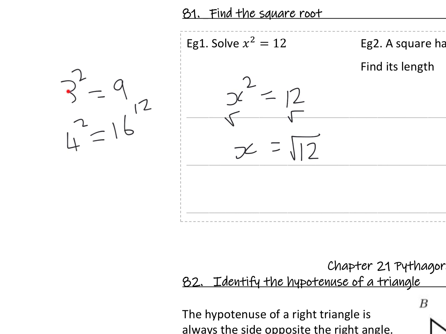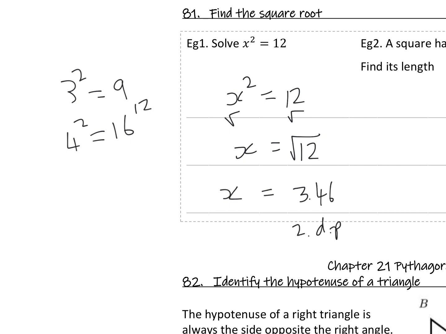It's got to be bigger than 3, because 3 squared is 9. The square root of 9 is 3. It's got to be smaller than 4, because 4 squared is 16. The square root of 16 is 4. So it's in between, but you have to use a calculator to do that. The calculator will give you the answer, and the answer is 3.46. Now that's to 2 decimal places.